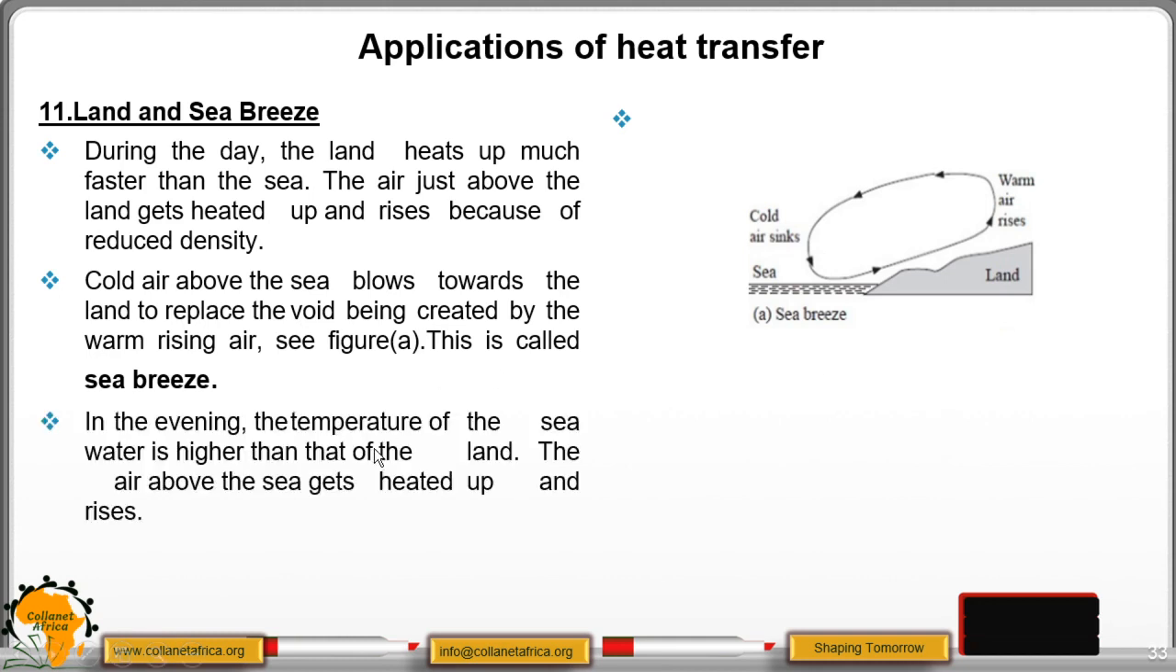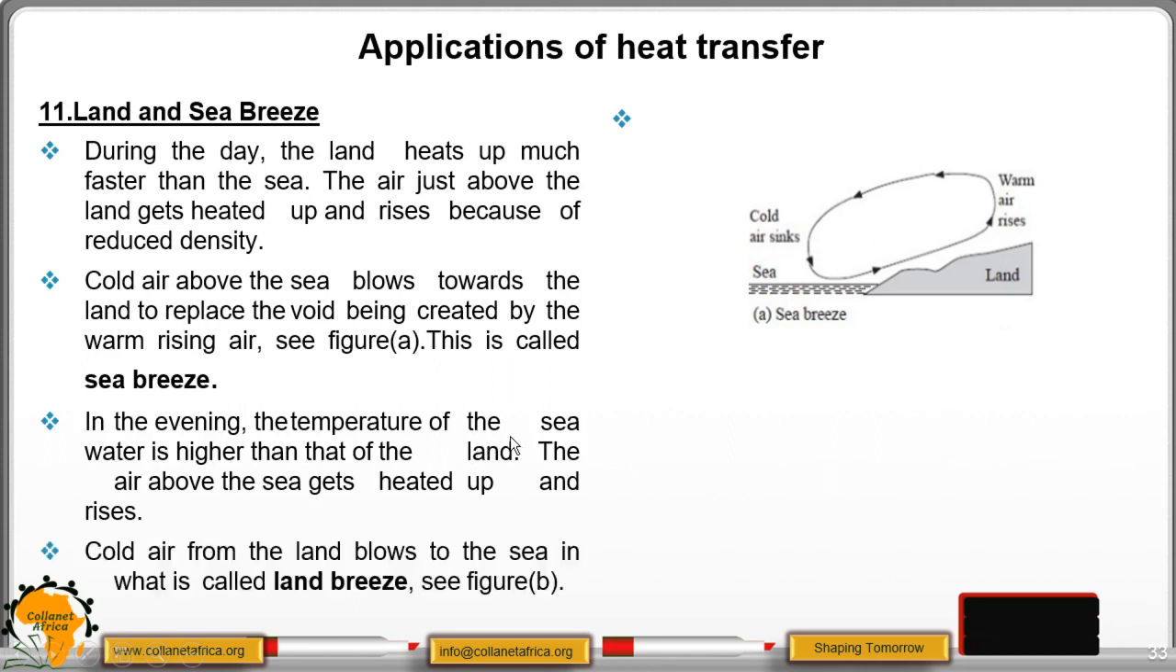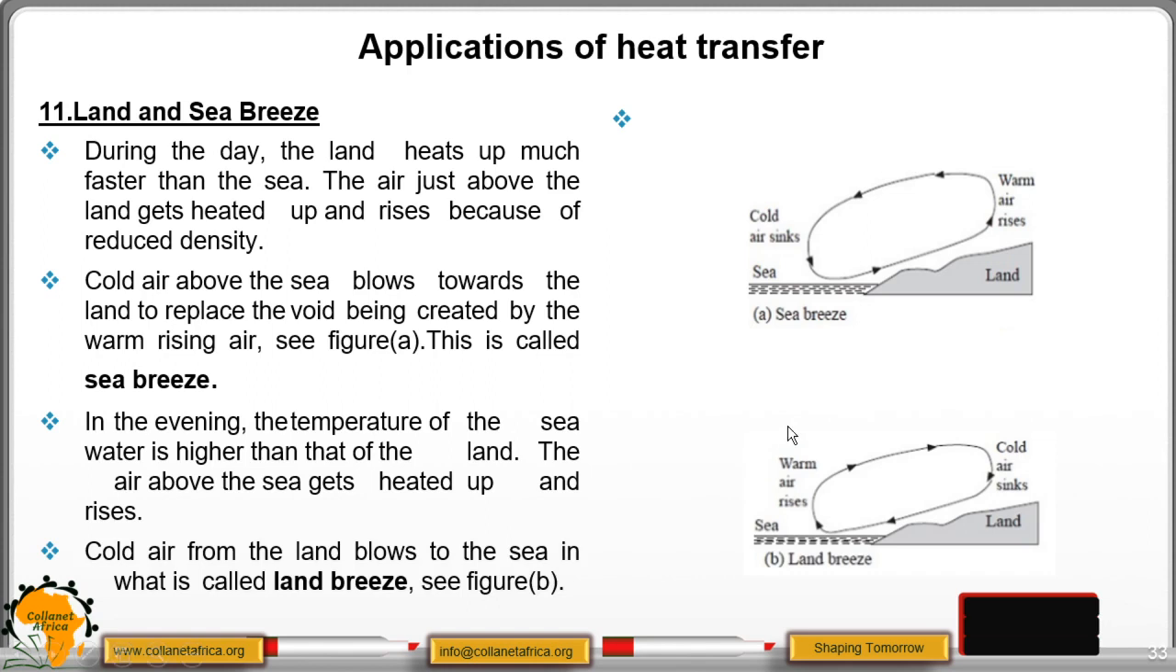Then in the evening, the temperature of the sea is higher. As you can see in this diagram, the temperature of the particles above the sea is higher, and therefore the particles rise up. Then the colder, heavier particles from the land come to occupy the void that is created. So at the end, a convection current is created. That gives us what we call the land breeze.